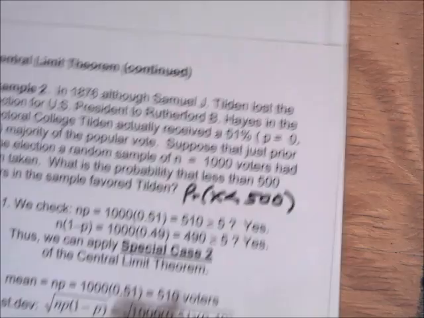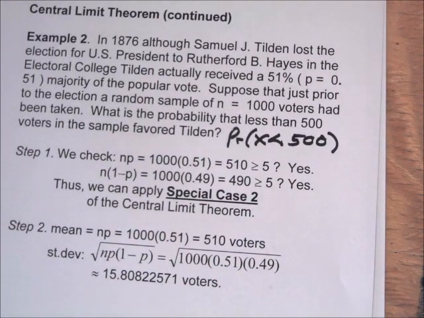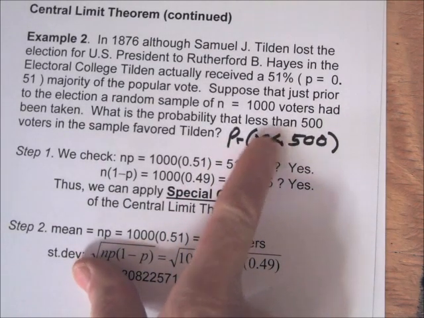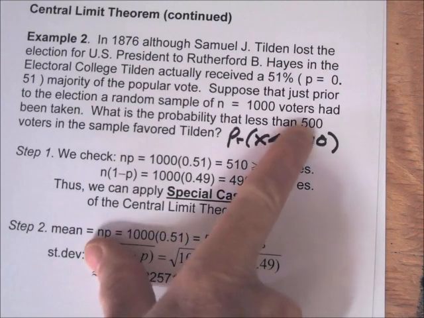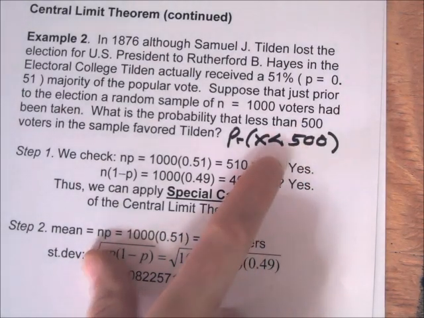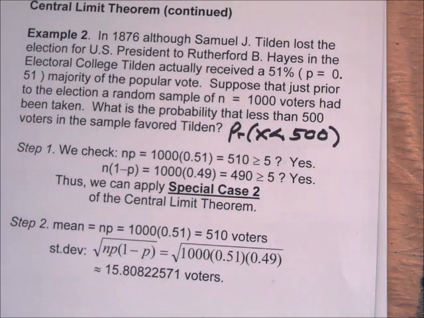So if we're computing probabilities about the proportion, then that would be related to binomial, but a little bit different. But here we want the probability x is less than 500. So that's not a proportion. That's a number. So that's a binomial random variable.